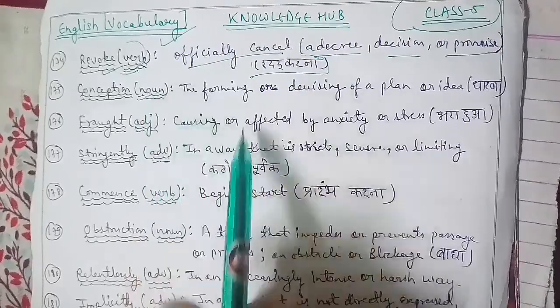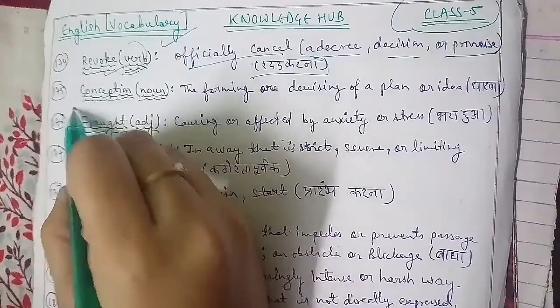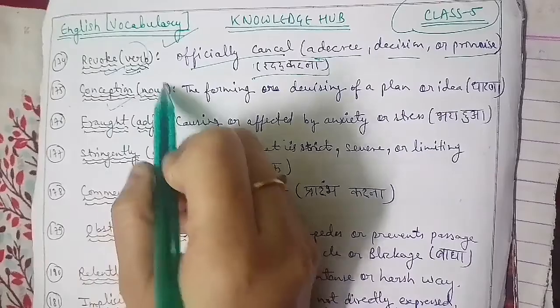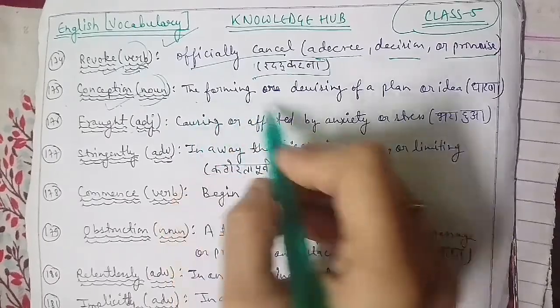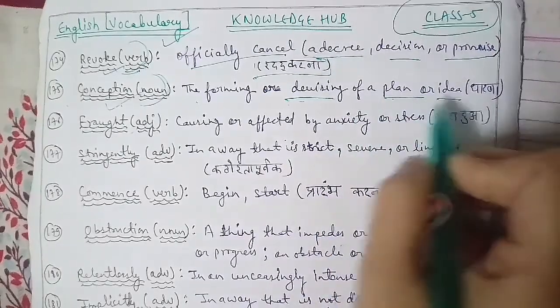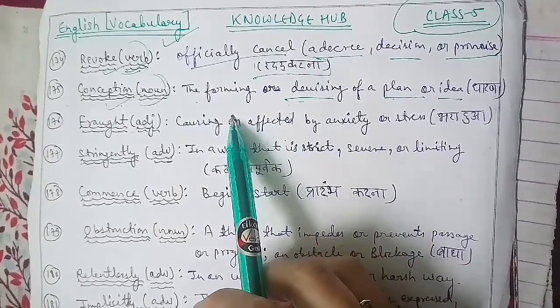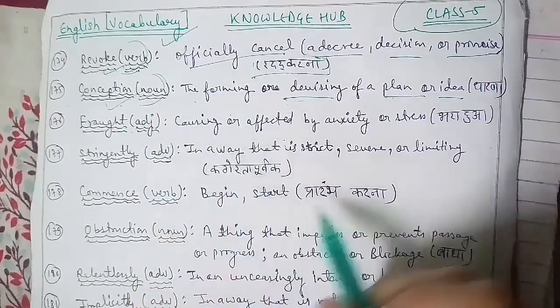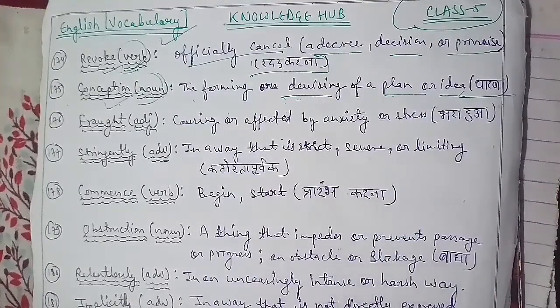Now moving on with the next word, the 175th word, that is conception. Conception is a word that is used as a noun, and the meaning of conception is the forming or devising of a plan or idea. When you are forming an idea or a plan, then you can use the word conception. In Hindi, conception stands for धारणा. So in the same case, for those sentences where you would use the word dharna in Hindi, the forming or devising of a plan or idea, you can use the word conception there.